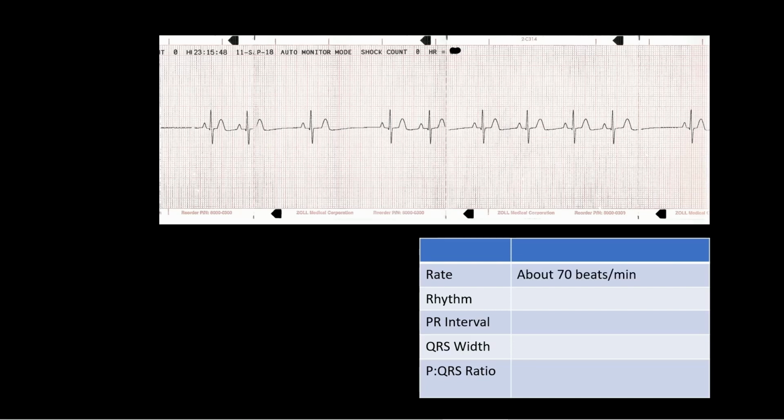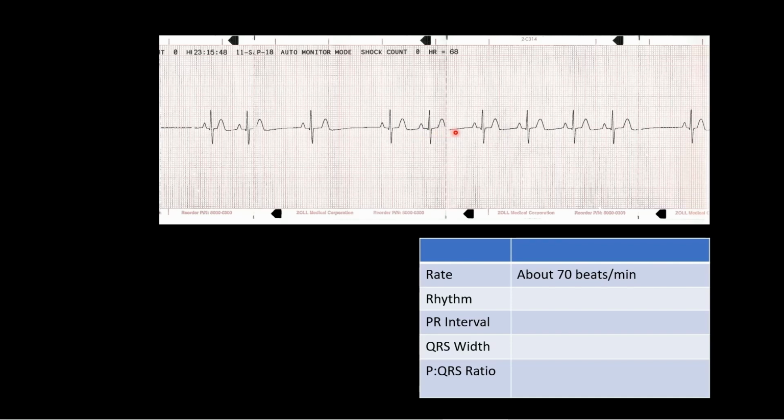We confirm with the monitor. What does it say? 68. Okay, between 60 and 70, we were fairly close. Now, does this rhythm look regular to you? Does the gap between this QRS complex and this one look the same as between this one and this one, or these two over here, or maybe these out here?